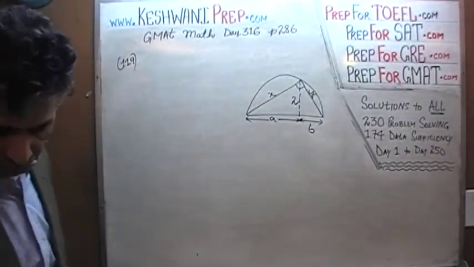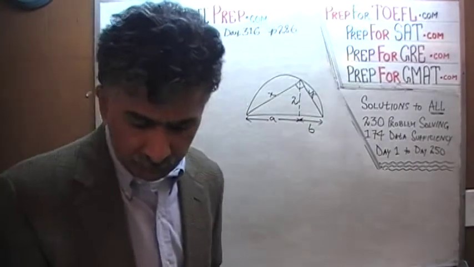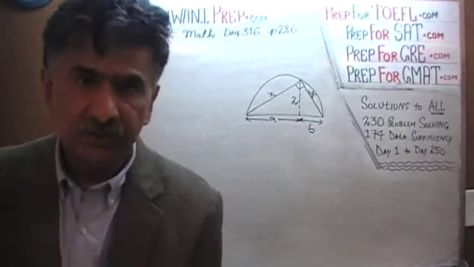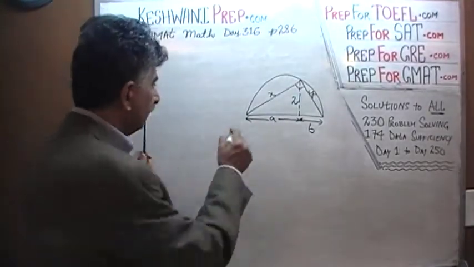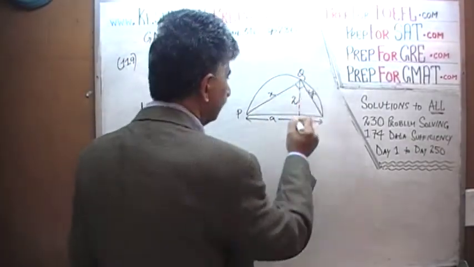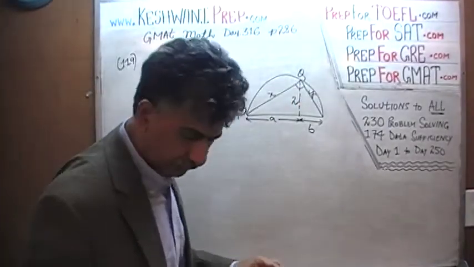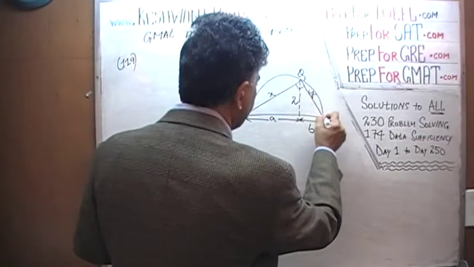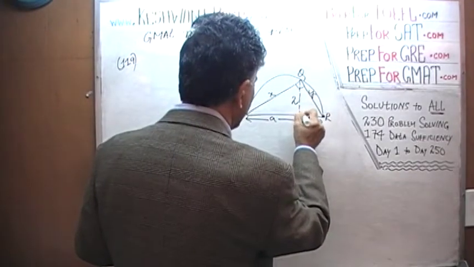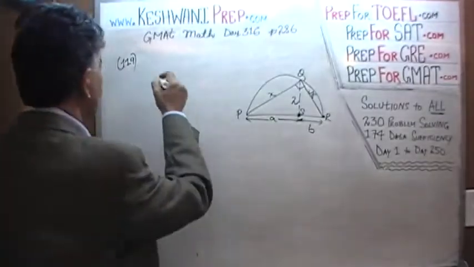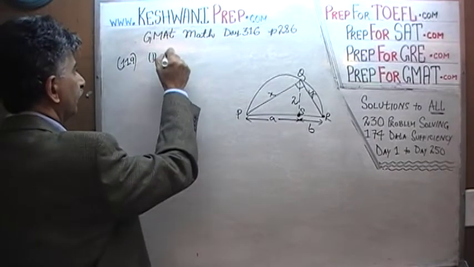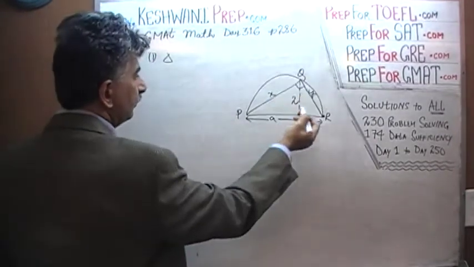So here's what's going on. Before we do any work at all, there are three triangles that we're dealing with. The three triangles are P, Q, and R. P, Q, and R, that's what they call it. And let's call this point S. So we have three triangles. First triangle that we're going to look at is triangle PQS.